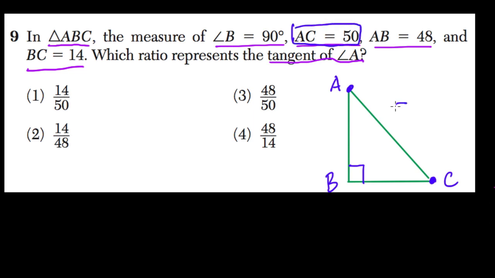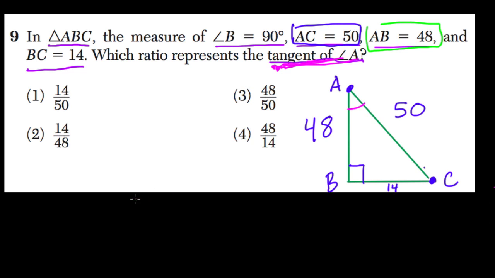AC equals 50. So that's the hypotenuse, the longest side. It's 50. AB is equal to 48. So we'll just fill that in over here. And BC equals 14. So we want to know the ratio that represents the tangent of angle A. So where is angle A? Because that's our ratio perspective from that angle. Here it is right here. You want to label that.